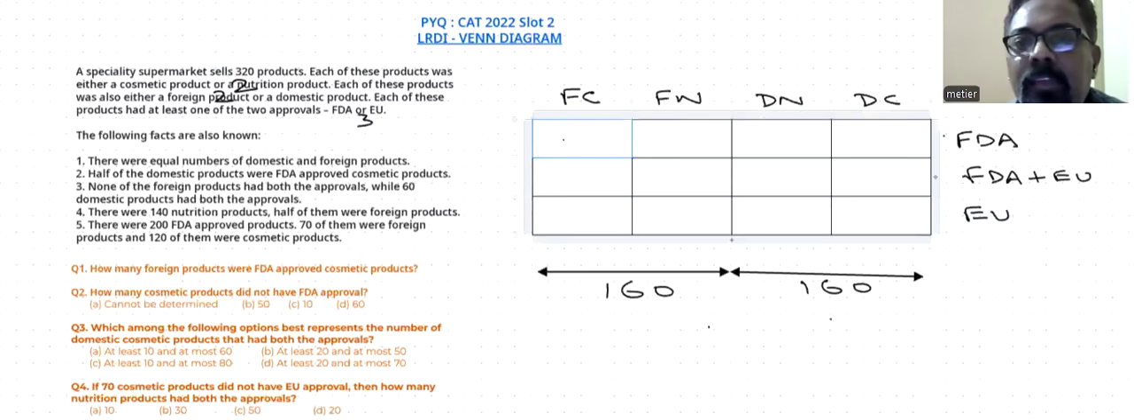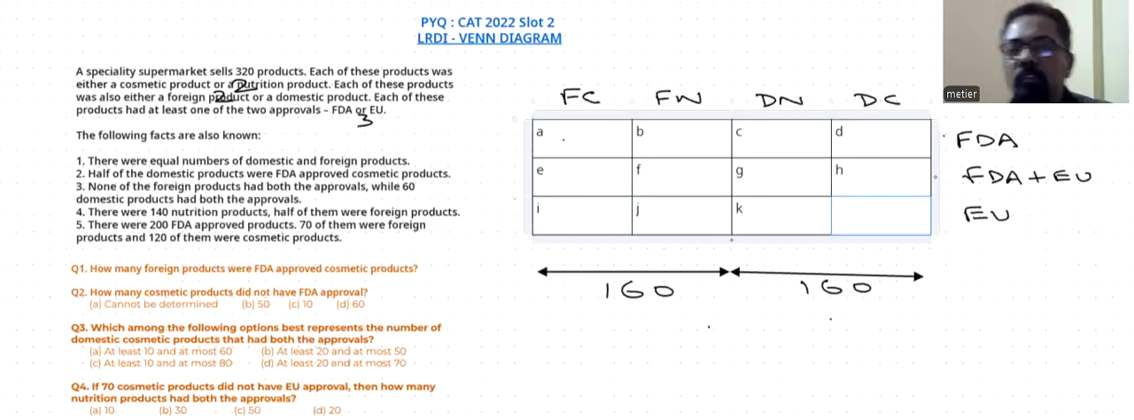Let it be A. Let it be B, C, D, E, F, G, H, I, J, K, and L.